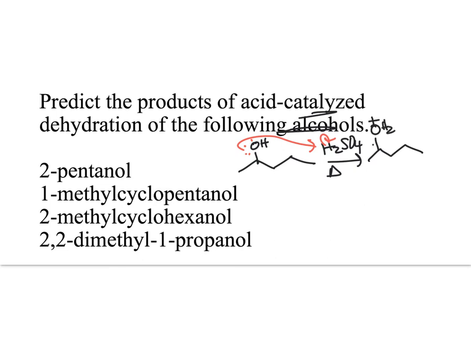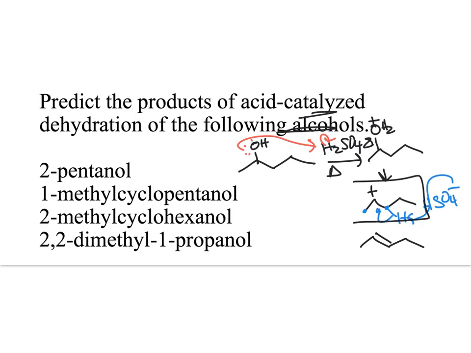OH2, which is a good leaving group, and it leaves to generate the carbocation. Always generate your carbocation. Look at your neighboring carbons, and you will always get the Zaitsev product. So deprotonate from the carbon that is the most substituted. So that would be your product. 1-methyl-cyclopentanol.